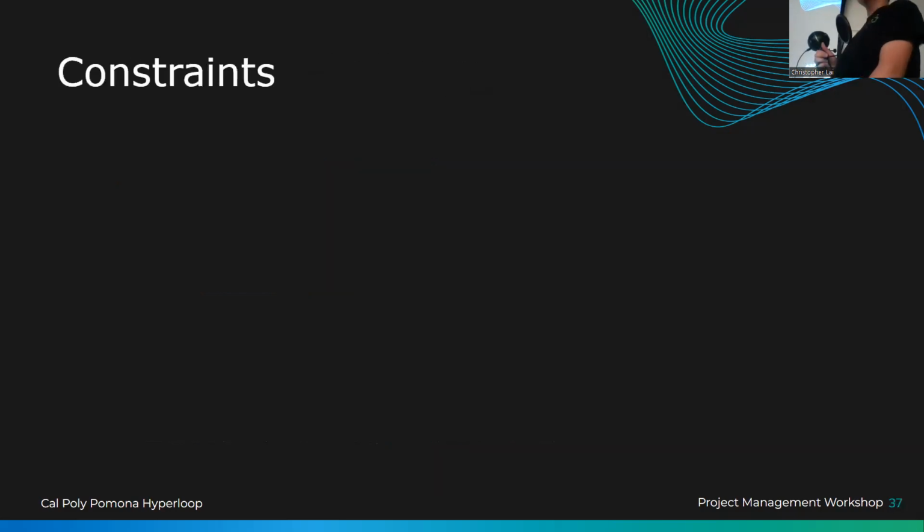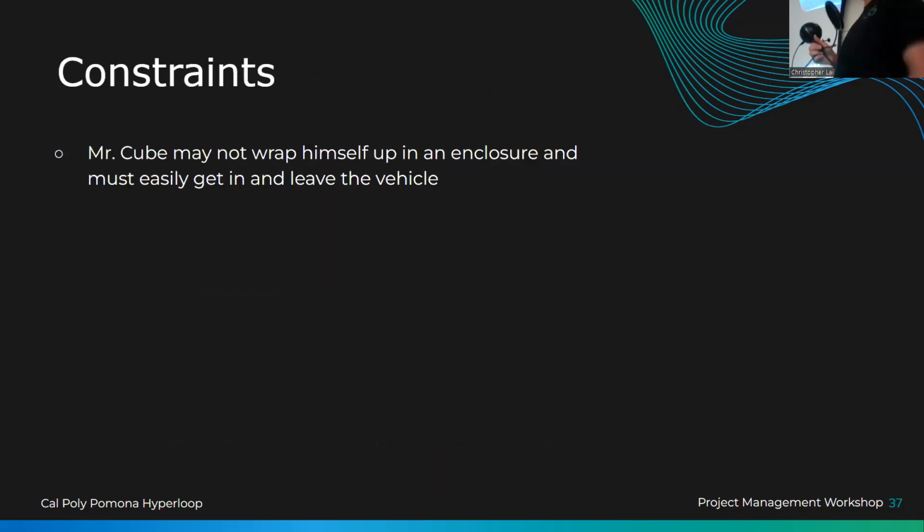Now, as with all challenges, we have constraints, things you cannot do. Mr. Cube may not wrap himself up in an enclosure and must easily get in and leave the vehicle. Because it'd be way too easy if you could just crunch up a bunch of paper, put Mr. Cube inside, and have him slide down. You can't do that. You have to make a little cage or a little cart for him to stay on. And you cannot tape him to the vehicle because you must be able to easily remove him at any time.